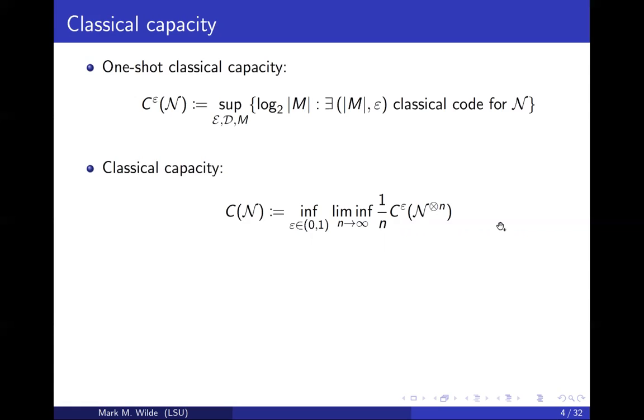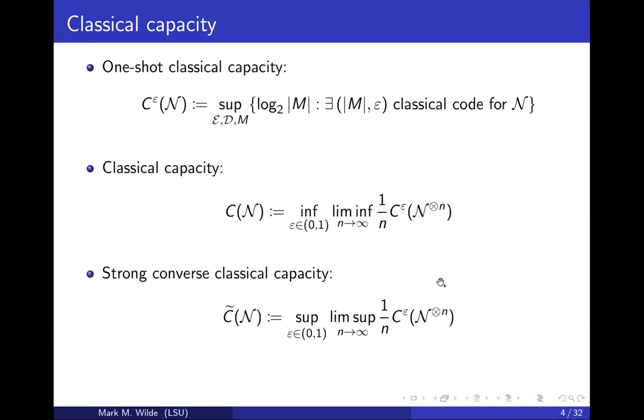Intuitively, you can think of this as the maximum rate at which you can send classical information such that the error tends to 0 in the limit of many channel uses. That's how you can think of it intuitively. And so the classical capacity is an asymptotic concept.